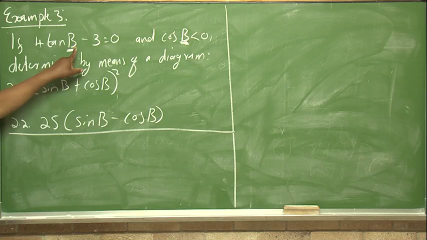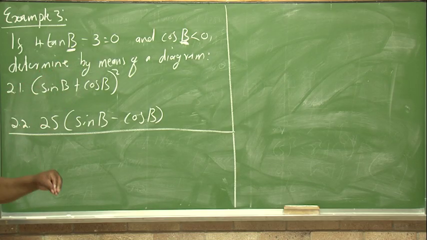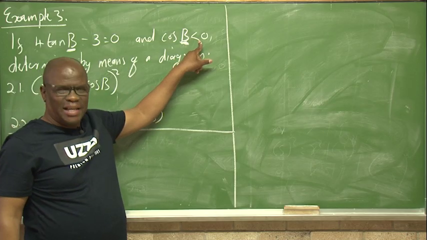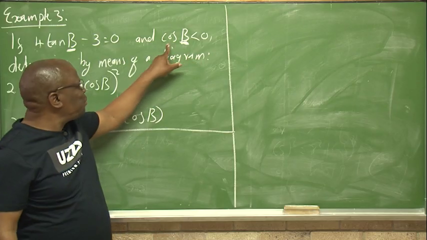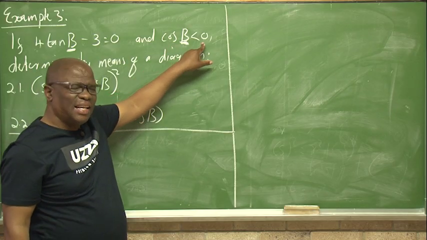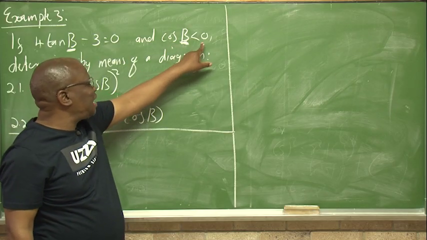Or the tangent of beta is equal to negative 3. Which quadrant exactly am I going to work with? Less than 0 means negative. Any number less than 0 is negative. So it means the cosine of beta is less than 0. Cosine of beta is negative.